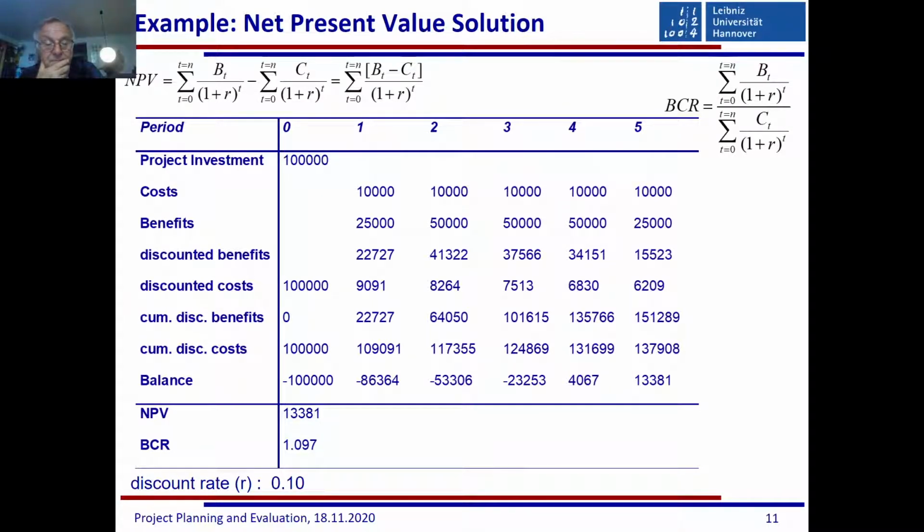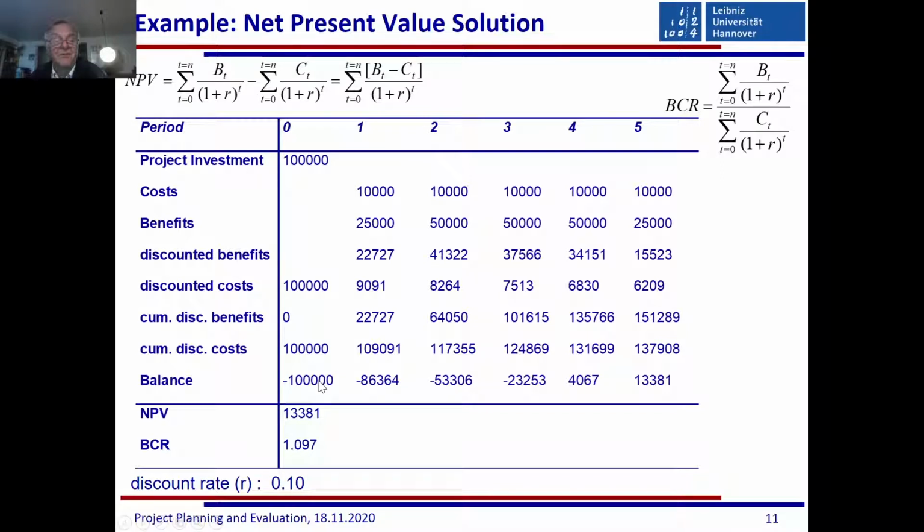Okay, and the same thing we do with the cumulative discounted costs. Here you see that the 10,000 occurs because these are costs. And then you add them up. So here we had 9,000, so this becomes 109,000, 170, 124, 131, 137. This is the cumulative discounted costs as we go year by year.